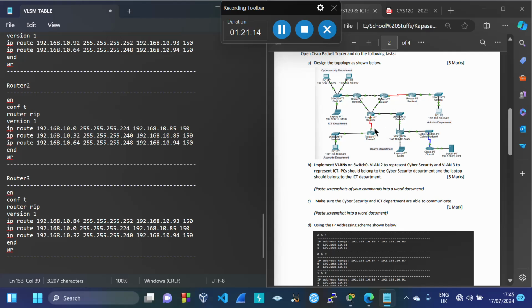Now for router 3 to reach those networks, we need to pass at router 0. What's the IP address of router 0 between 0 and 2? Between 0 and 2, the IP address is 85 for router 0. So I'm going to put 85 and here 85 for me to pass at that particular route. Then copy these commands like that.